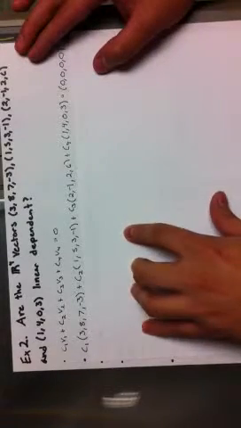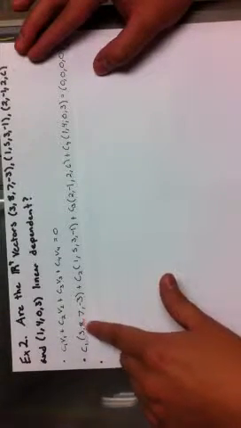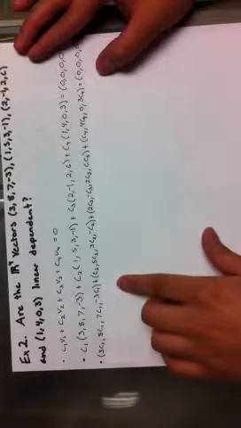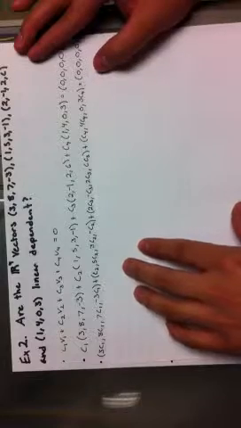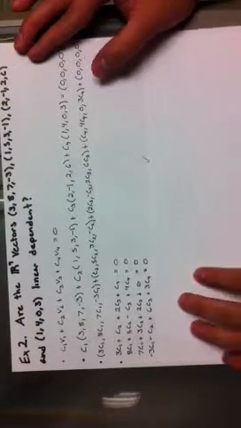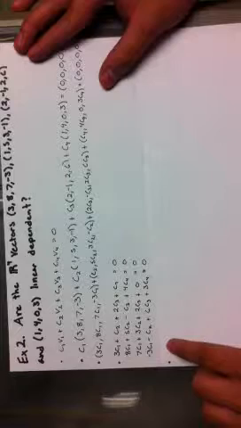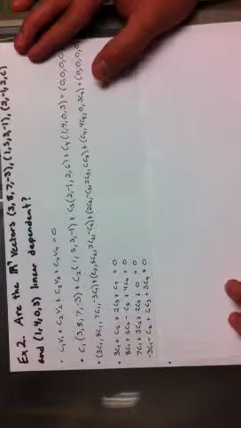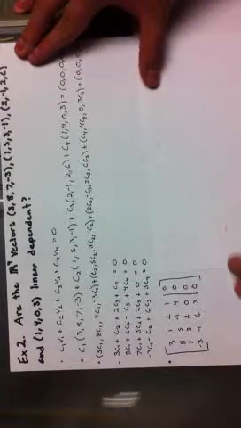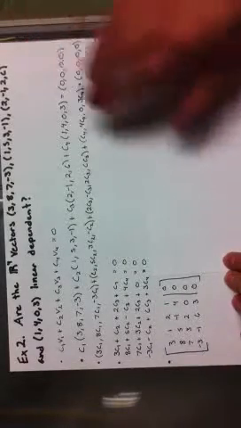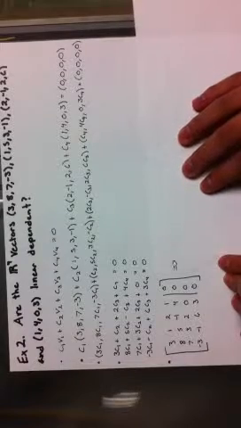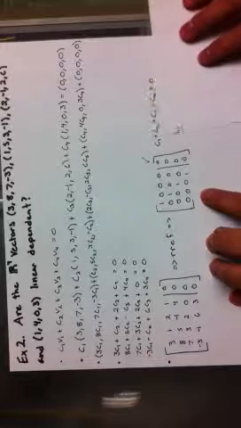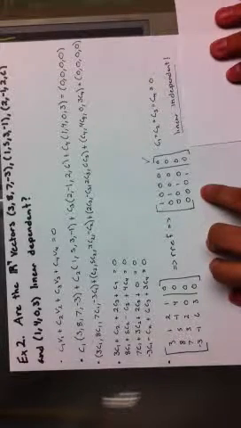Now you multiply C1 into the first vector, C2 into the second vector, and so on, and you should come out to where you get the system like this. From here you take the coefficients and the answers, and you put them in the augmented matrix. Use the reduced row echelon form on your calculator to make it easier, and what you should get is that it's linearly independent.